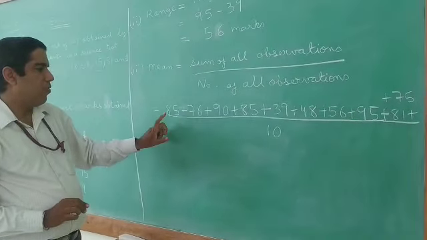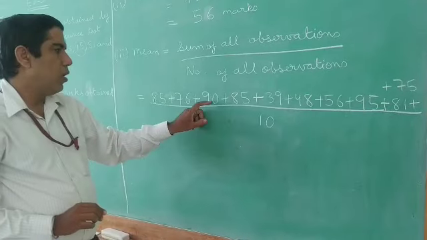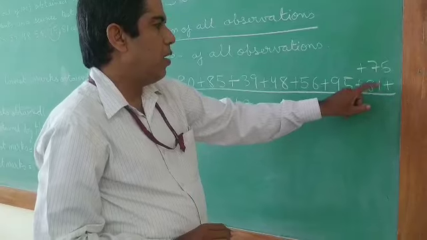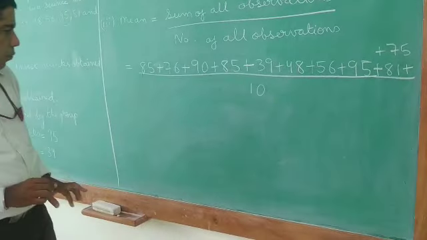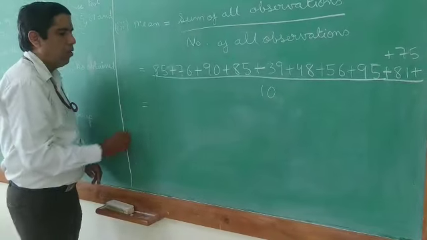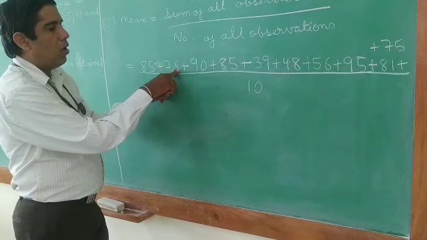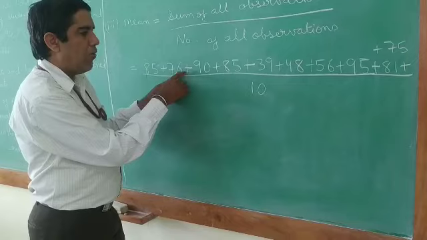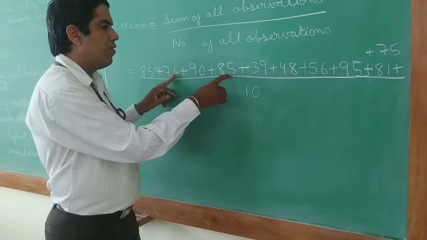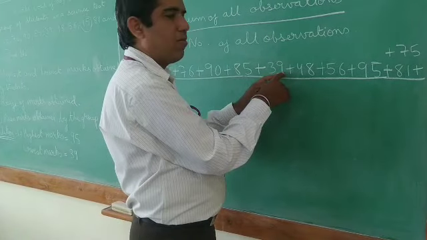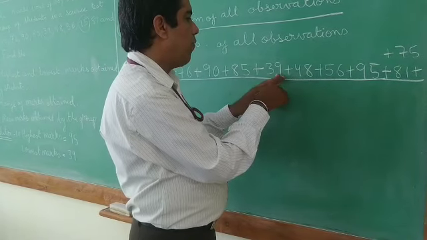So let us verify once again: 1, 2, 3, 4, 5, 6, 7, 8, 9, 10. Now I'll do a totaling of this. So 5 plus 6, 11. 11 plus 5, it is 16. 16 plus 9, it is 25.